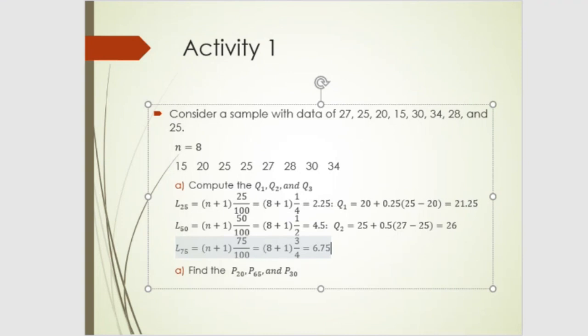6.75. Okay, so it tells us that Q3 is somewhere between 6, 1, 2, 3, 4, 5, 6, which is 28. It's Q3, which is going to be 28 plus that 0.75 shared between the value on number 6 and number 7, which is 30 minus 28. Then it gives you the value. What would be that value? What would be the answer? Okay, 28 plus 0.75 into 9.5.